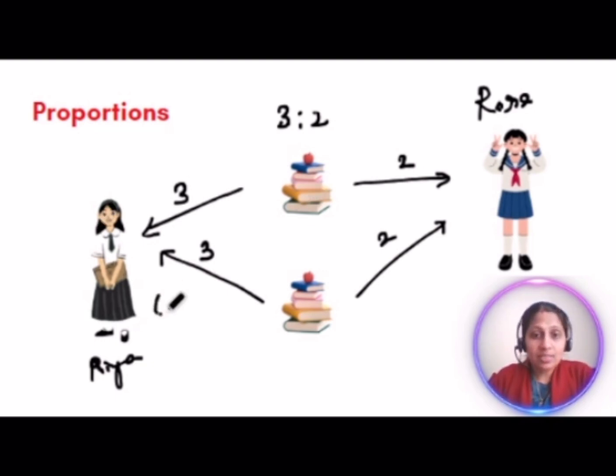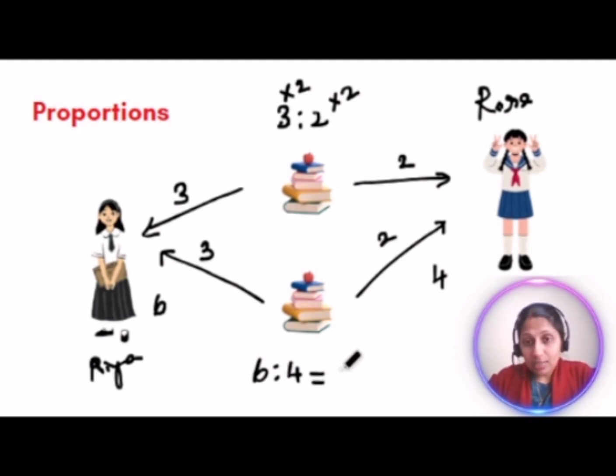Now Rhea has 6 books and Rose has 4 books in total. So now the ratio is 6:4. But we know that if 3 is multiplied by 2 and 2 is multiplied by 2, we get 6:4. So the meaning of that is both the ratios 6:4 and 3:2 are the same because they have the same basic value. So when two ratios have the same basic value, they are equal. That means they are said to be in proportion. Okay, so let's see how we get these proportions.